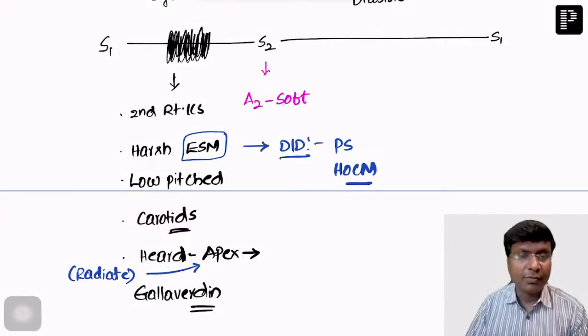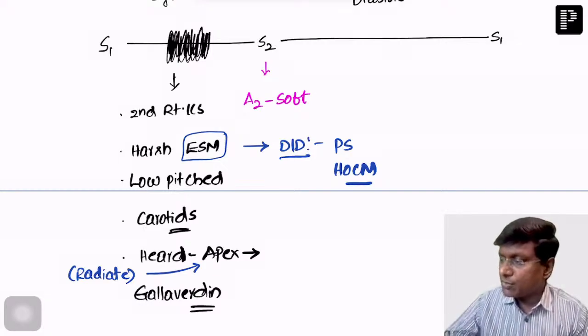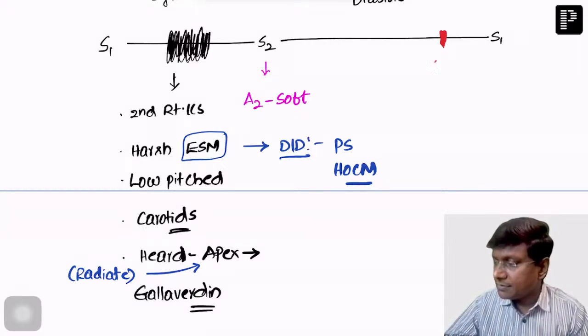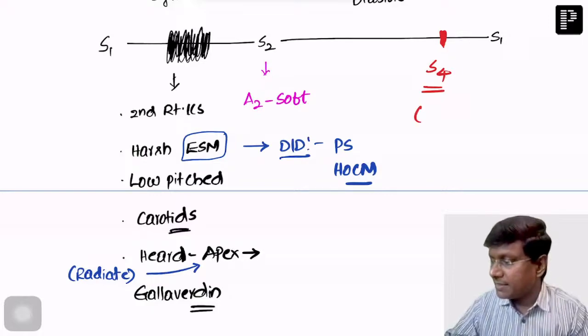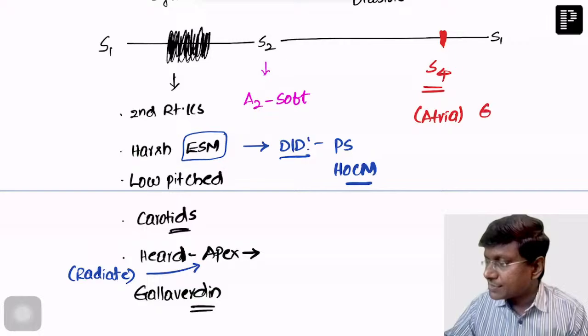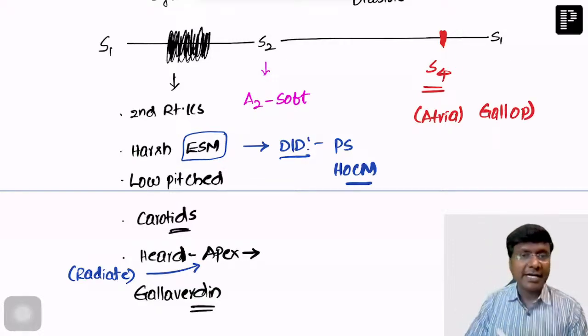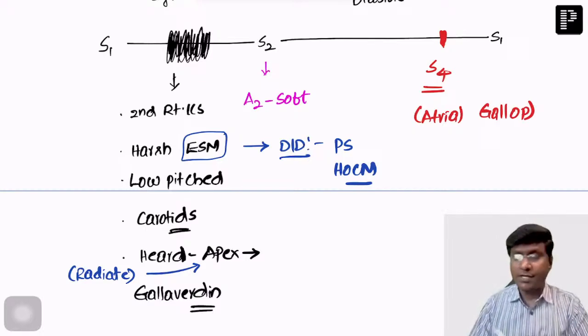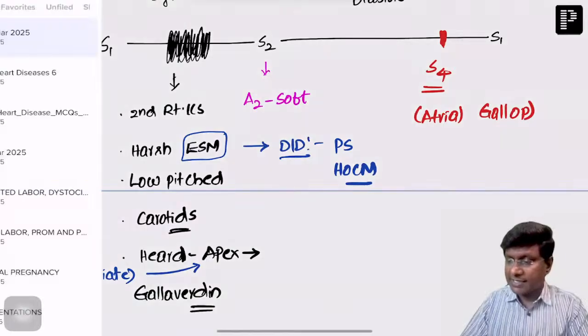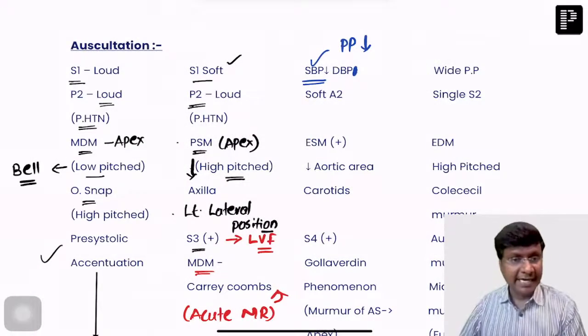A2 will be soft. Why? Because it's a calcific aortic valve. And what is the additional sound that you hear? You will hear the S4, which is nothing but the atrial gallop. Whereas in MR, what did we discuss? In MR, you will have S3, that is ventricular gallop. Whereas in AS, you will have S4, right? Okay, so this is about the auscultation in case of aortic stenosis.